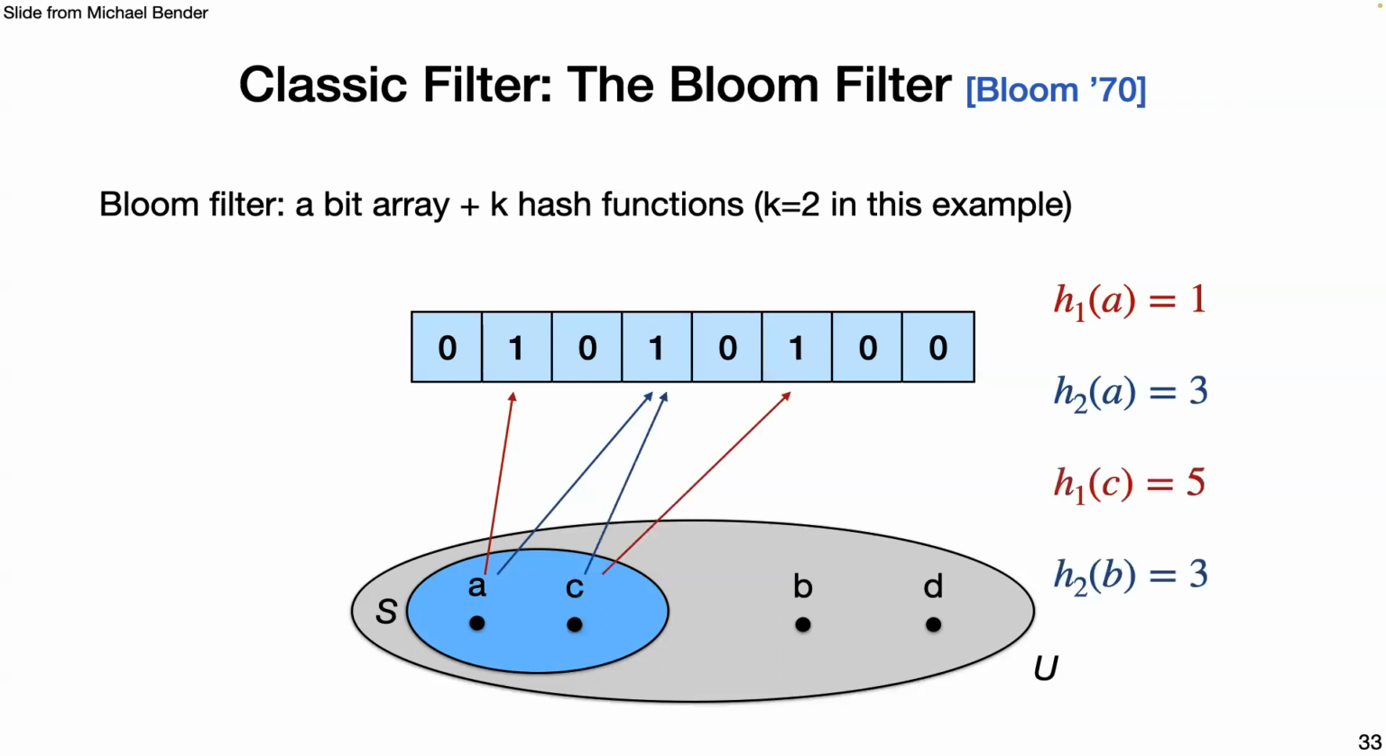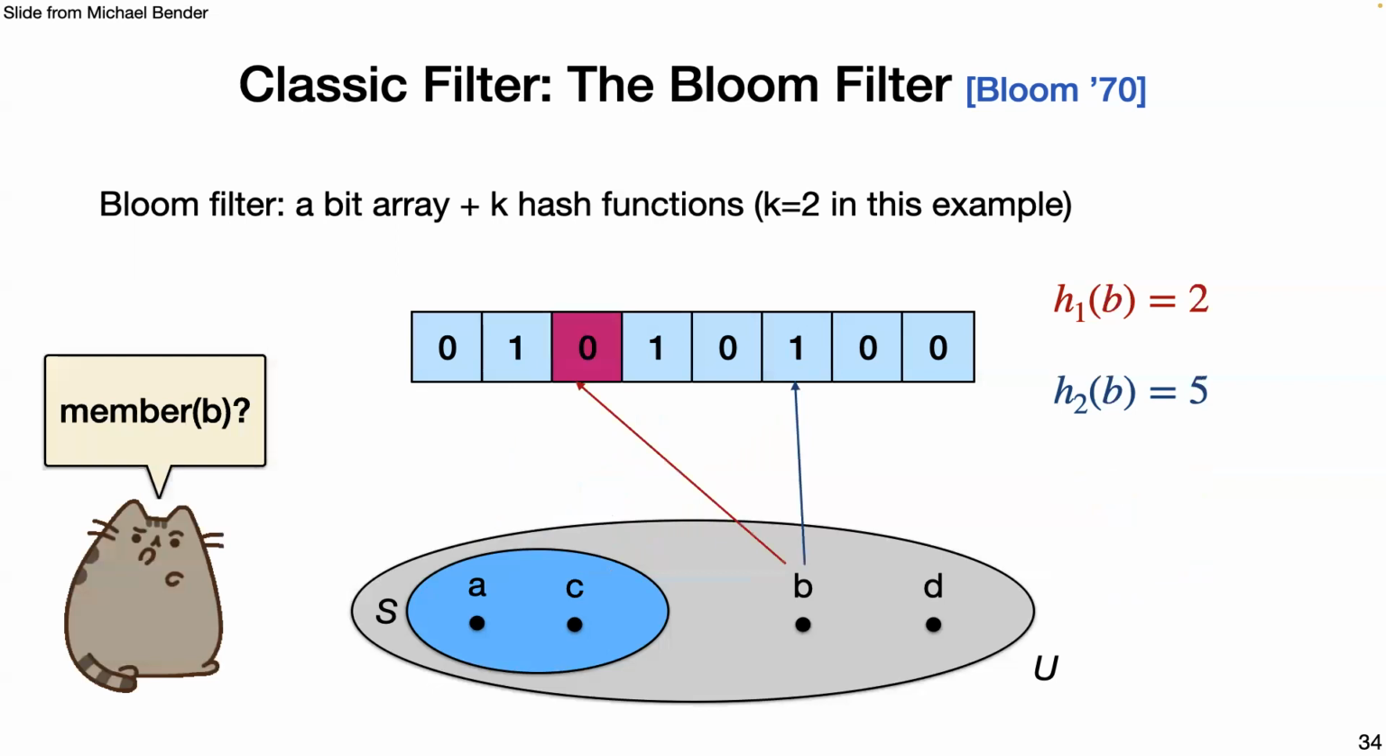Okay. Now let's say we got C into our set. The hash functions gave us 5 and 3. So this is 3 and this is 5. Notice that there's some overlap. They don't have to all be different.